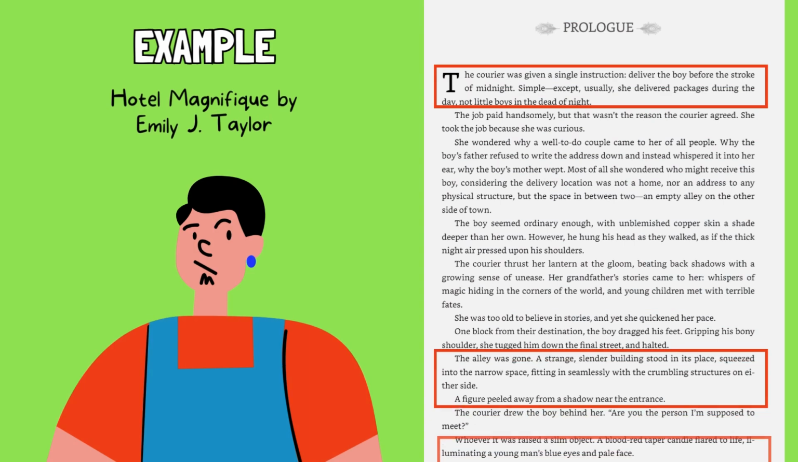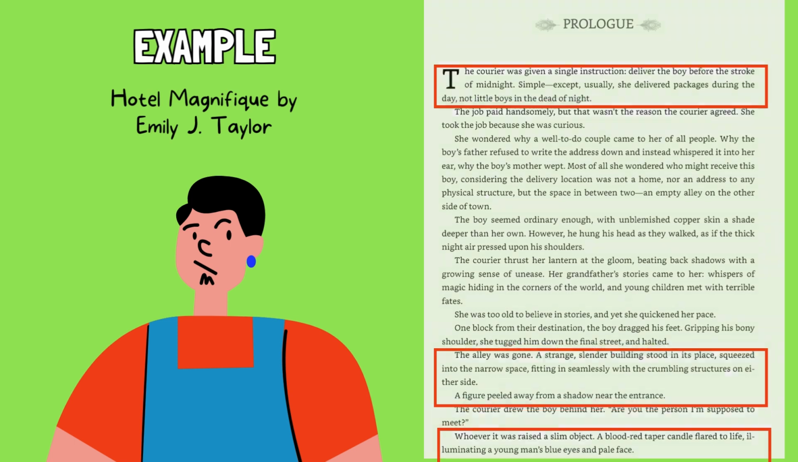This prologue from Hotel Magnifique by Emily J. Taylor is a great example of planting seeds of intrigue because it bombards the reader with unanswered questions. From the unusual delivery at night to the strange location, an empty alley replaced by a mysterious building, the scene builds suspense. The courier's curiosity about the secretive parents, the boy's strange demeanor, and the unsettling whispers of magic all leave the reader wanting to know more about the Hotel Magnifique and the fate of the boy, creating a powerful hook for the story.